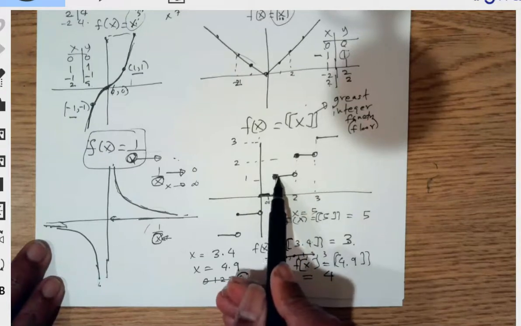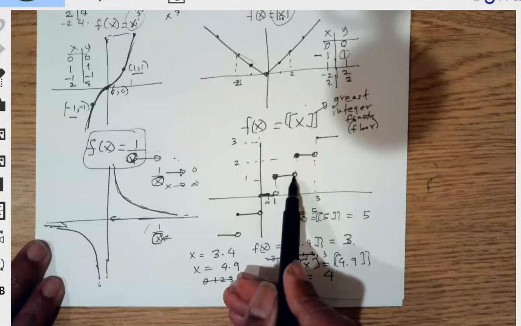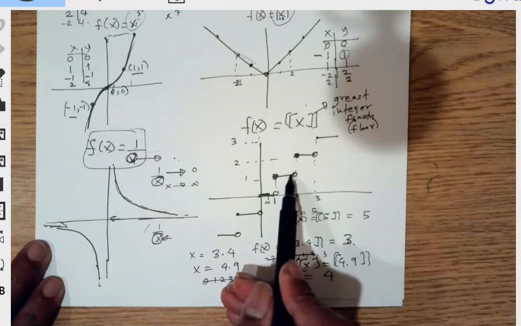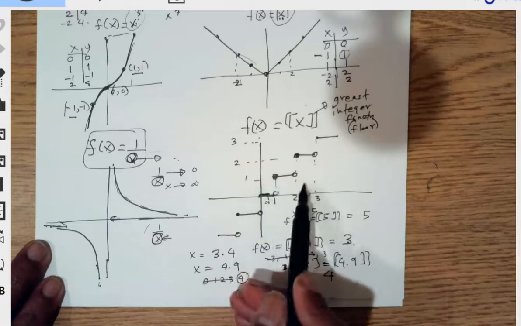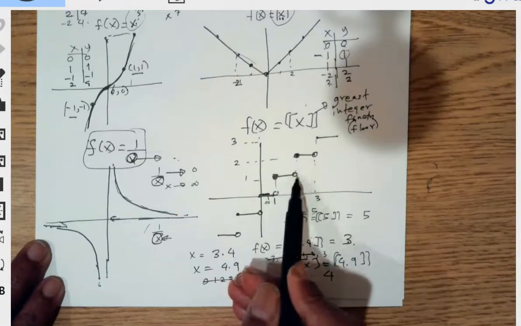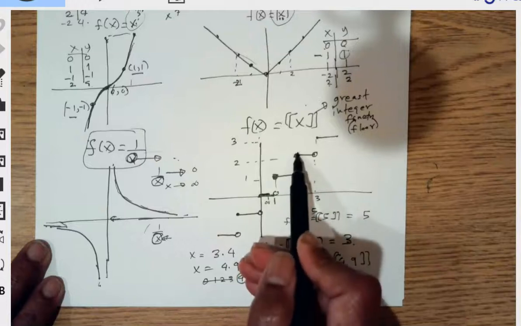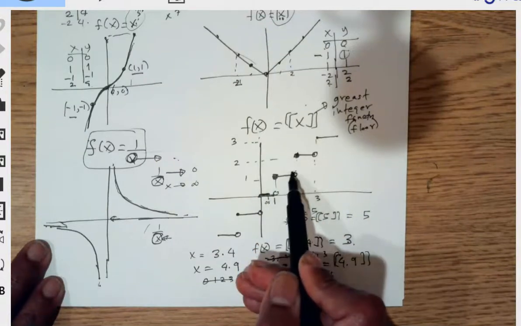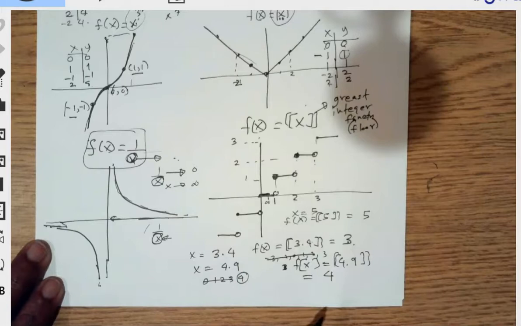But all the way from 1 up to 2, right, 1.9999, and even if you take 1.99999 and look at what is the greatest integer below that, it will still be 1. But at 2, the greatest integer is no longer 1, it goes up. So you get a kind of step function like that. All right, so that's the greatest integer function.